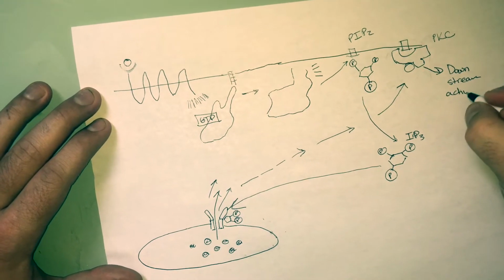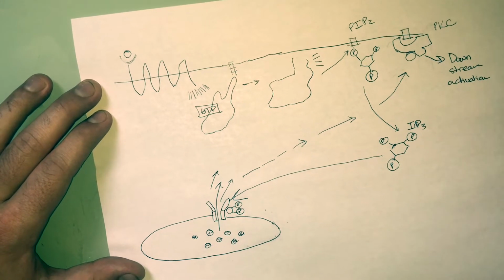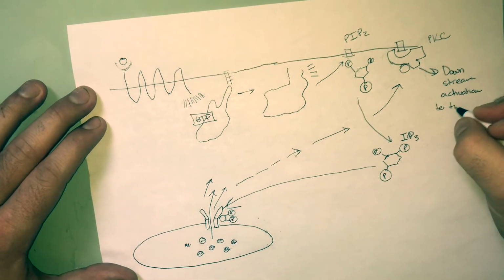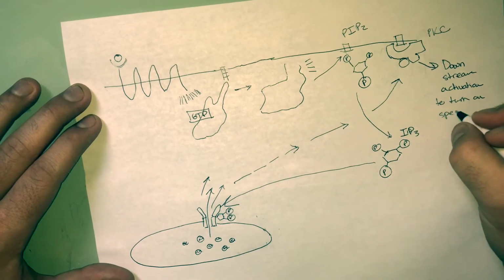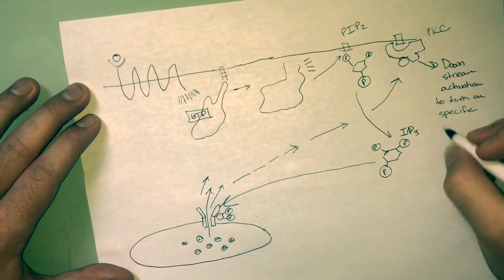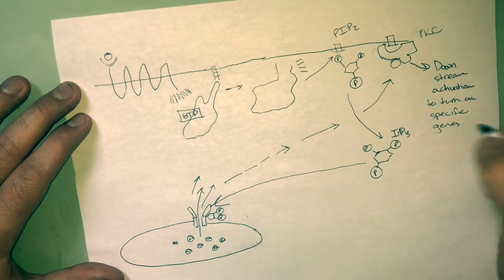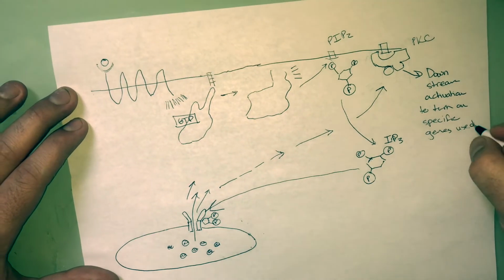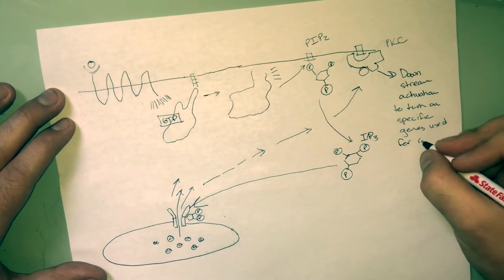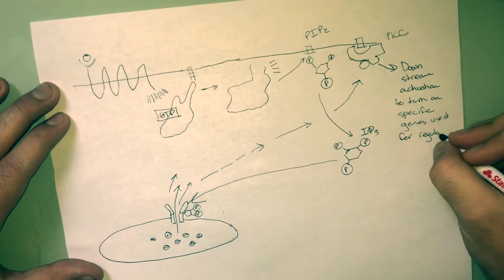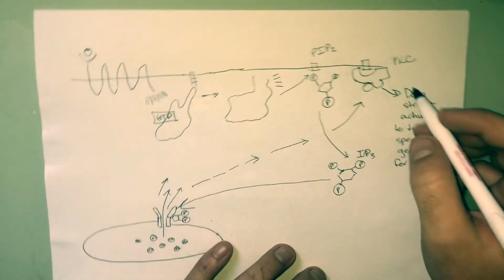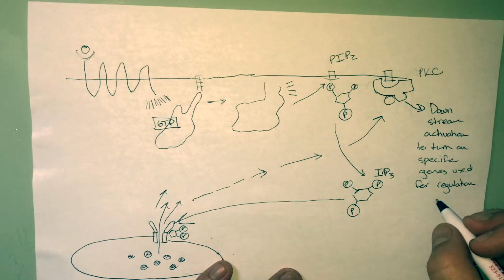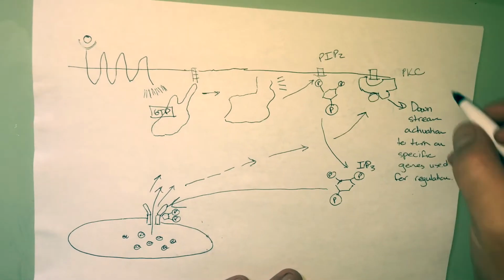activation to turn on specific genes used for regulation. This is the main pathway that we see as inducing apoptosis.